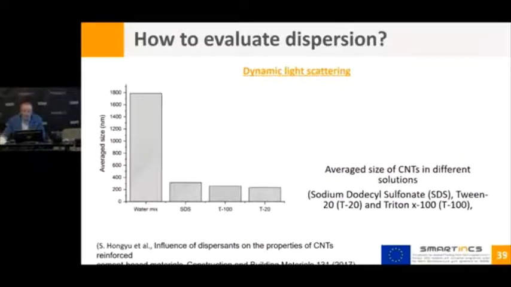And in this case also, a comparison was done between carbon nanotubes dispersed into water without any surfactant. And of course, the particles were much bigger with respect to the addition of any of these surfactants that are mentioned there. In those cases, the particles were much smaller, which is an indicator of good dispersion.